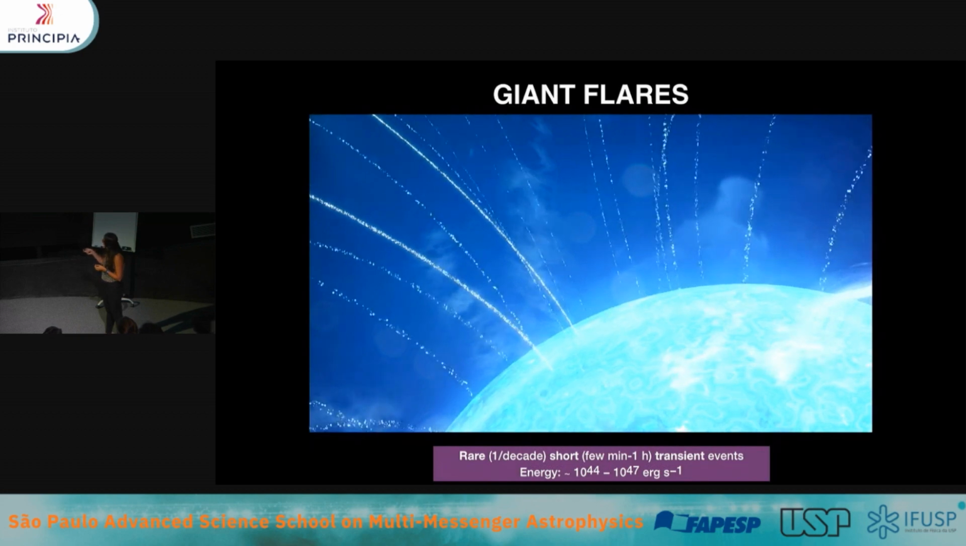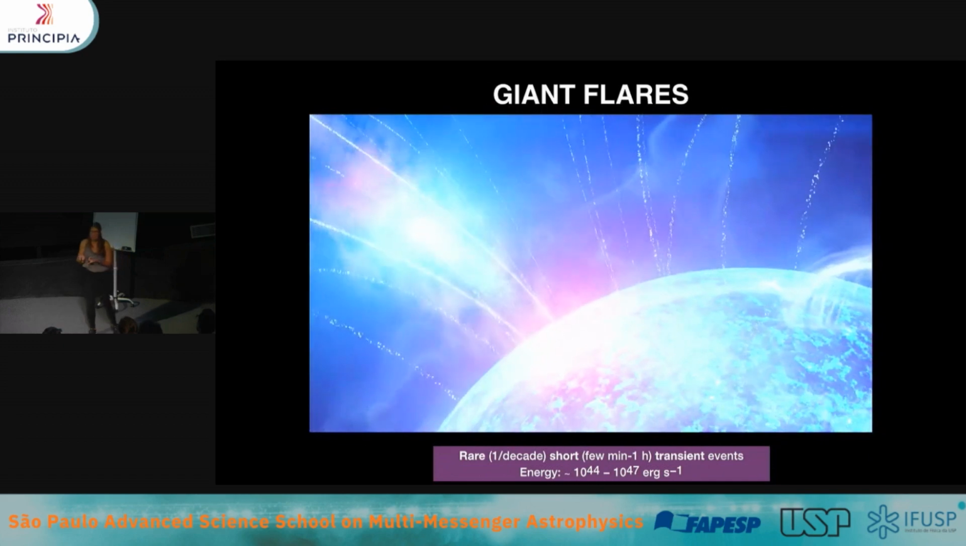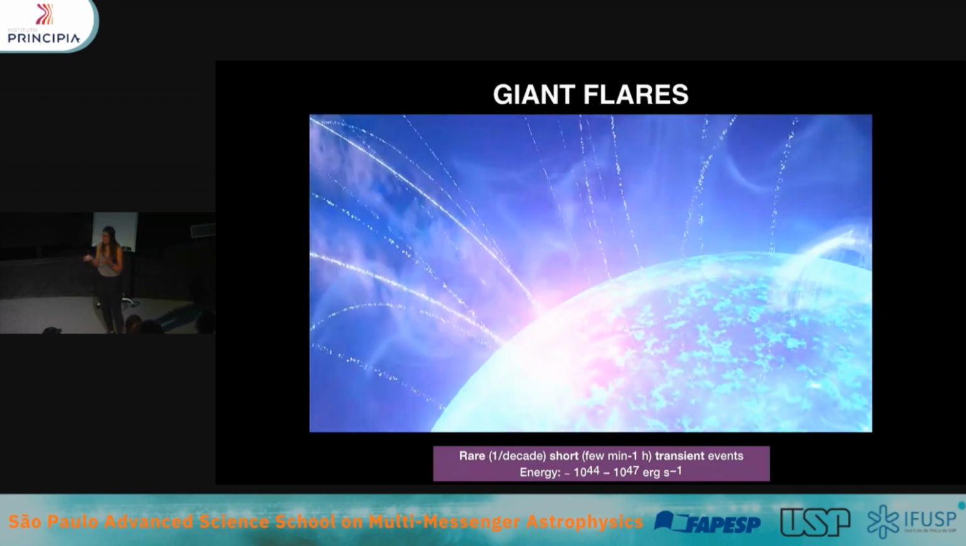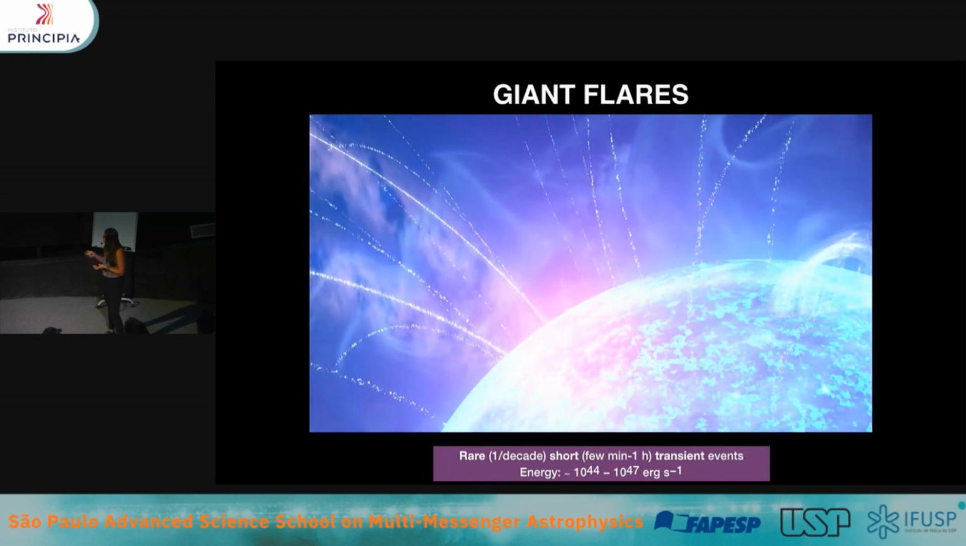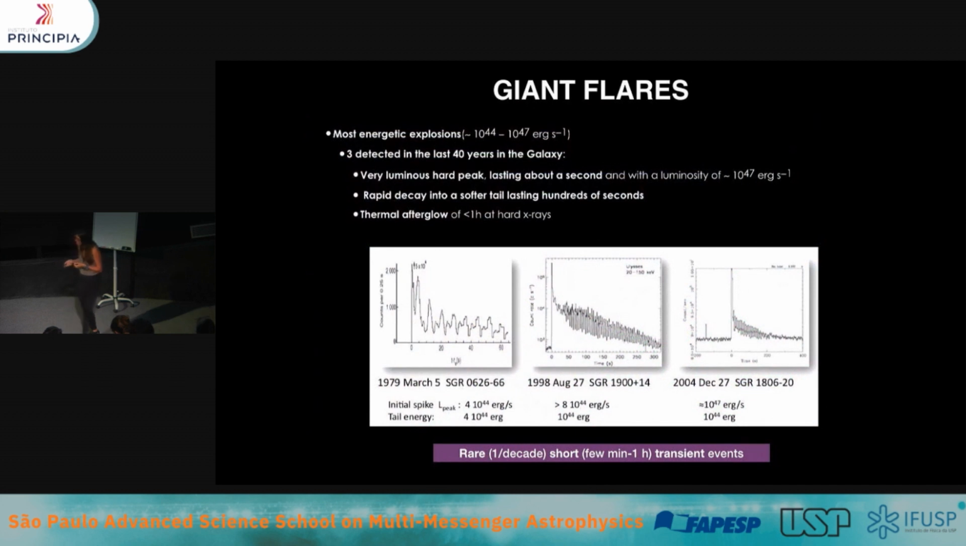And then giant flares, well, they are really rare, as I said. In the last 30 years of measuring the gamma ray sky, we have had about three giant flares in the galaxy. That's why I said they are really rare, one per decade, and they are also short. They can last 1 minute, and this kind of wiggle thing can extend a little bit. Their energy release, as I said, is really high, between 10^44 and 10^47. So these are the three detections in the last decades: in 1979, in 1998, and in 2004. And you can see more or less what I was telling you: you have this initial peak, and then this kind of structure. And this structure, as we were mentioning, can last for hundreds of seconds, maybe up to a few minutes.